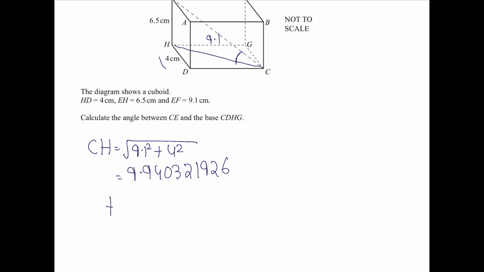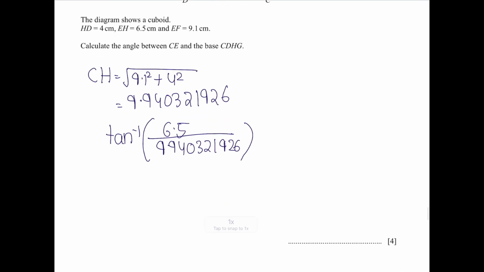Now I just need to do tan inverse, because tan inverse would help me find the angle. The opposite is 6.5 and the adjacent is 9.94. Use the whole value again just to ensure that you can get the right answer. Okay, so tan inverse of 6.5 over my answer value. That was basically giving me 33.2 degrees. Since it's an angle, you have to always write it to one decimal place. 33.2 degrees.